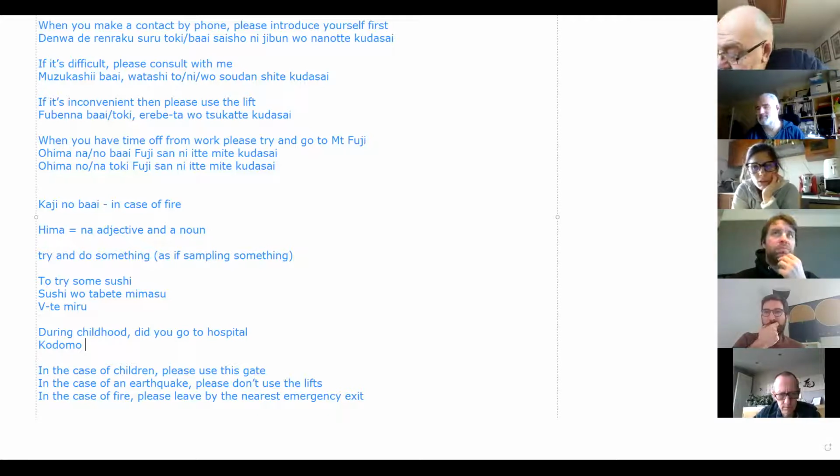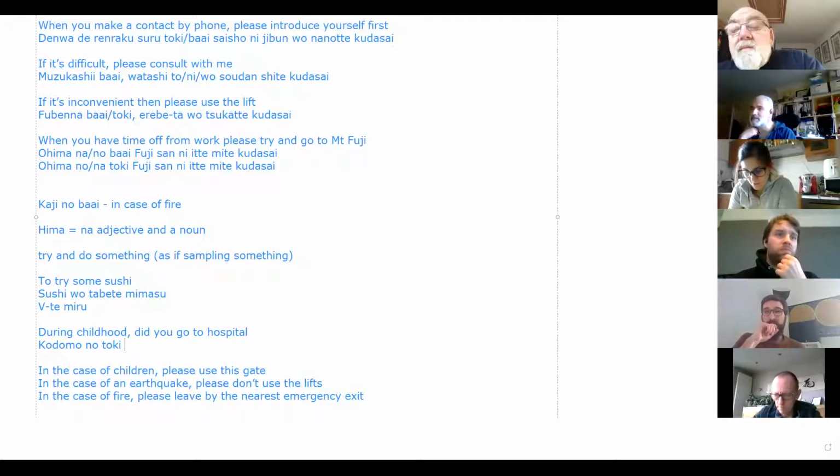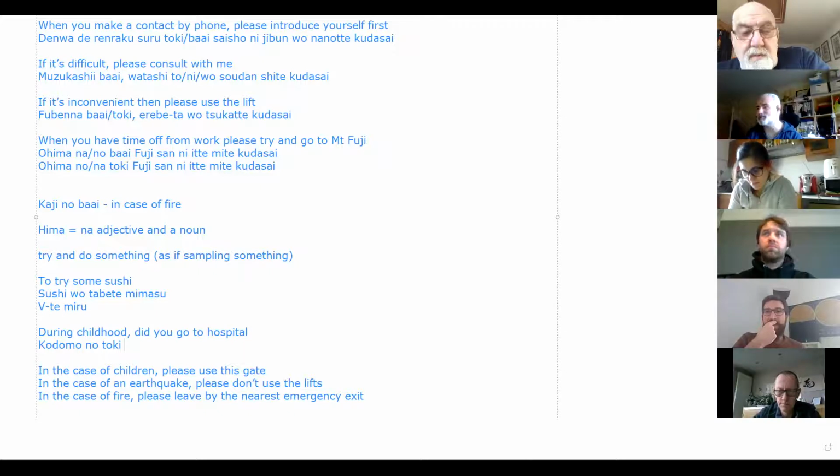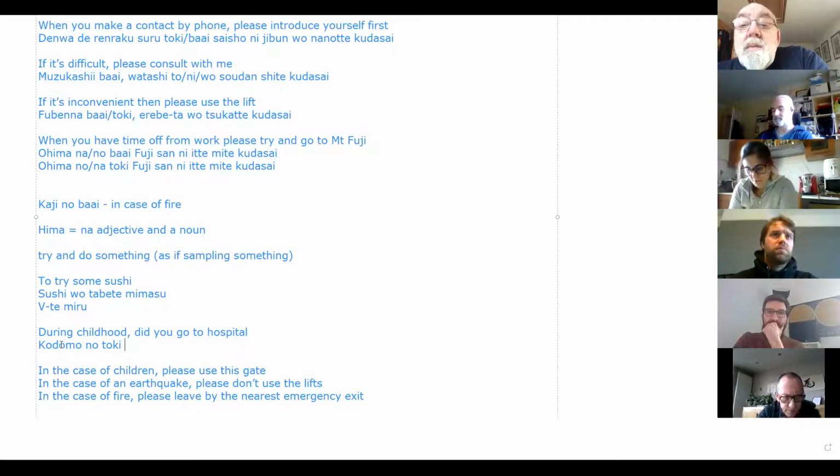You can just put it like this: 子供の時, kodomo no toki. Right, the time of child. I know it sounds funny when we translate it back into English. Kodomo no toki, or even when I was small, you just say chisai toki, which literally means small time. But in Japanese, this is fine when you're using toki.